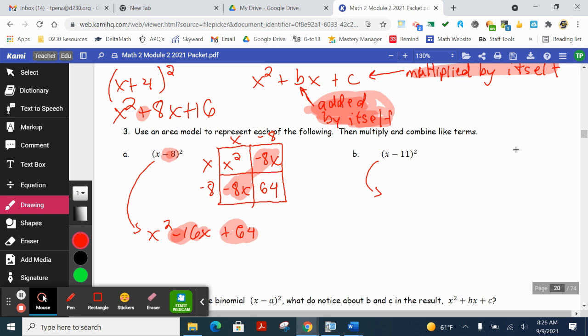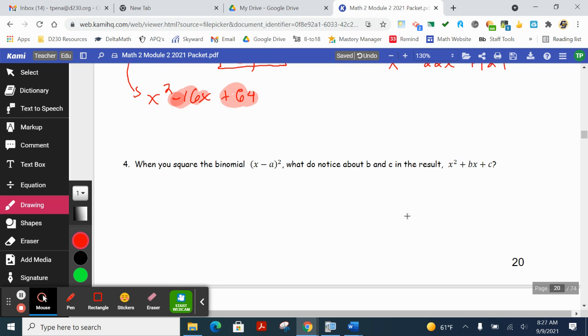All right, Julia. What do you got, Julia? X squared minus 22x plus 121. Good. So take a negative 11, add it to itself. Negative 11 and a negative 11 will give us the middle term. A negative 11 times itself will give us that positive 121 term. Okay? All right, so those are, again, perfect square trinomials. So keep that in mind.